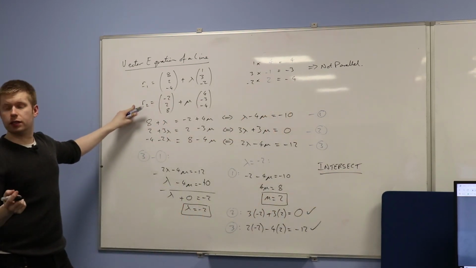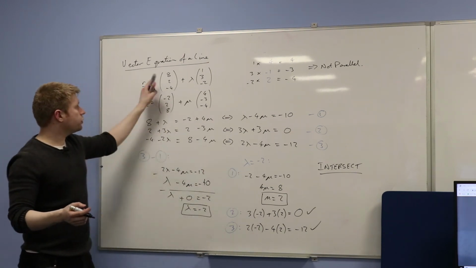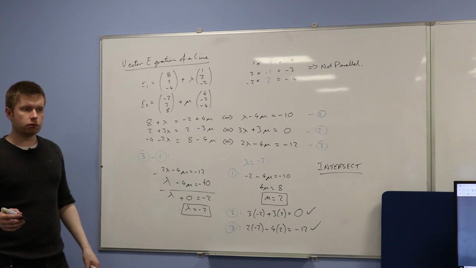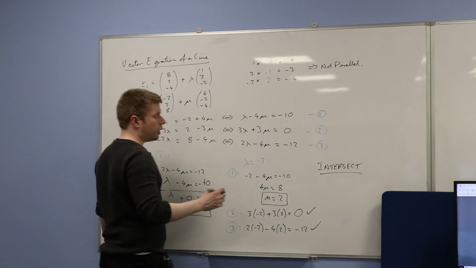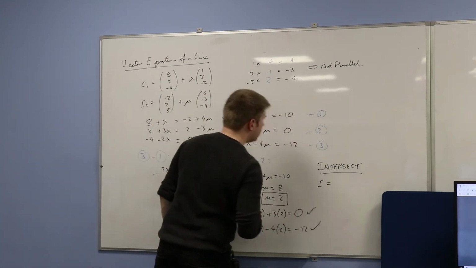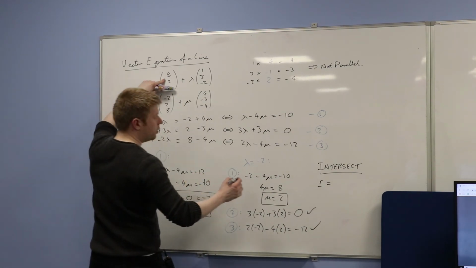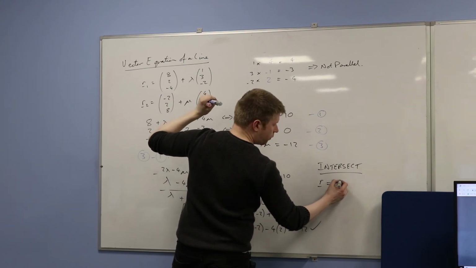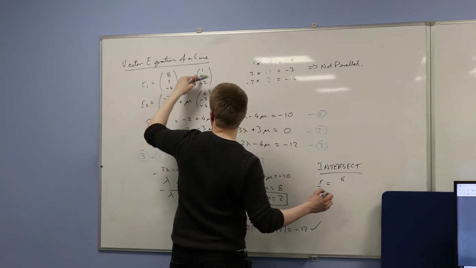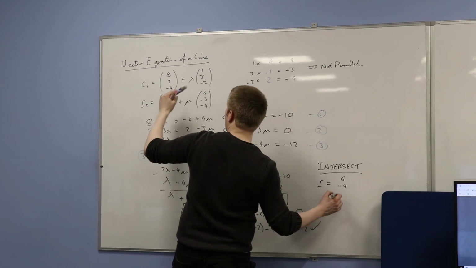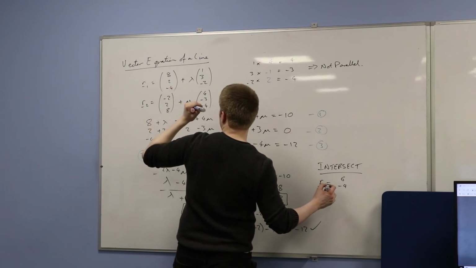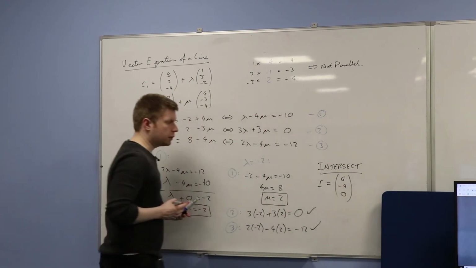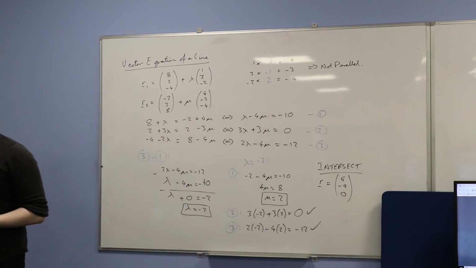If you want to find the point of intersection, you need to stick lambda equals negative 2 or mu equals 2 into one of these equations. Is that okay? Yeah, good. So just very quickly then, r is going to be equal to, let's put it in this one, 8 minus 2 lots of 1, which is going to be 6. 2 minus 2 lots of 3 is going to be negative 4. And negative 4 minus 2 lots of minus 2, that's going to be 0. So that's the point of intersection. Is that okay?